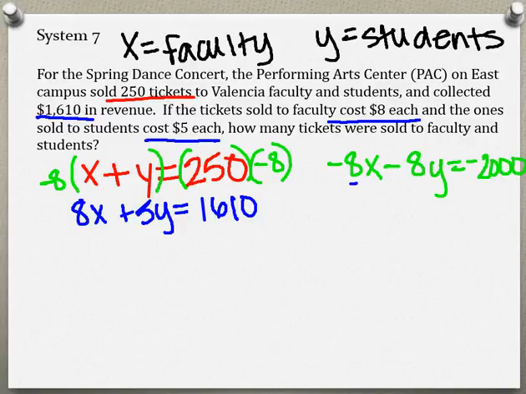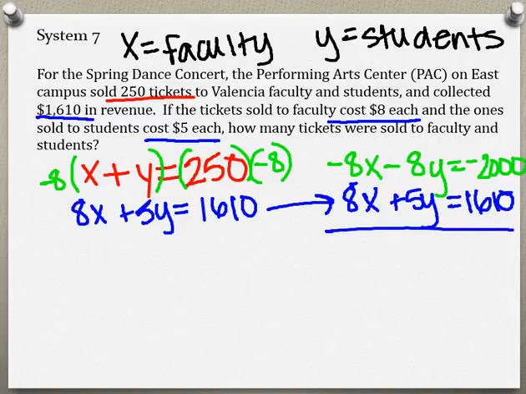And then we'll just rewrite this equation and then start solving this system. So 8x plus 5y equals 1,610.